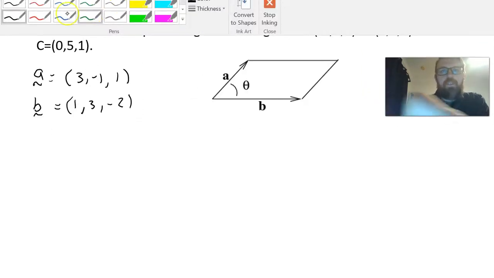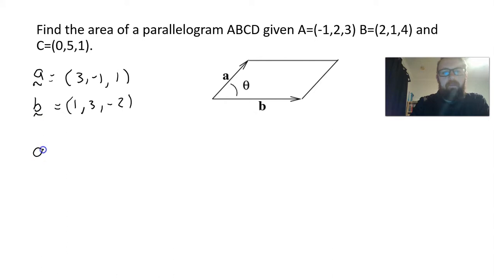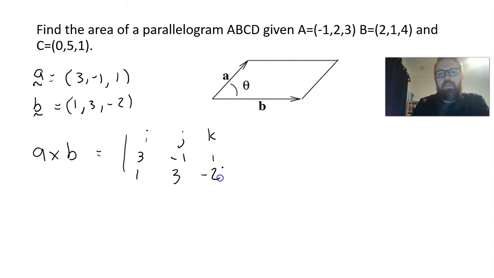So the next thing we'll have to do is work out A cross B. We're going to do that by setting up the table: i, j, k, and then we go straight across to 3, -1, and 1, and 1, 3, -2. We've previously seen a couple of ways to work this out, but I'll just write quickly the first way.